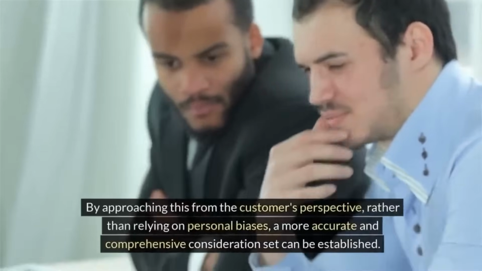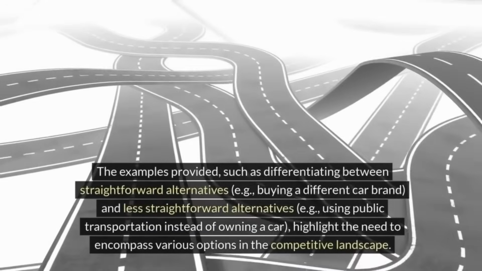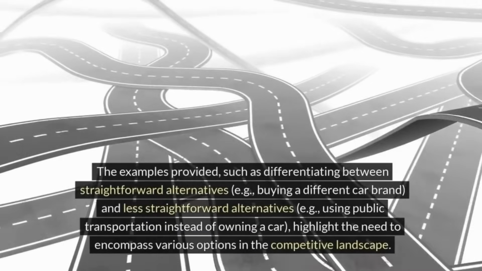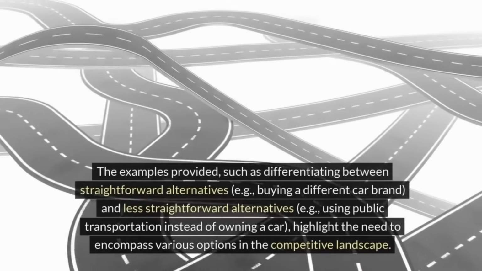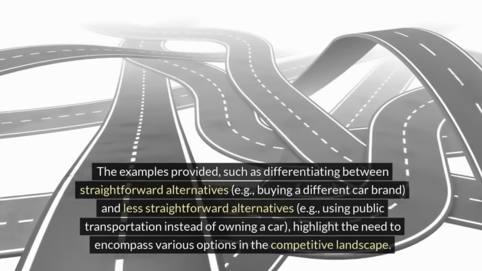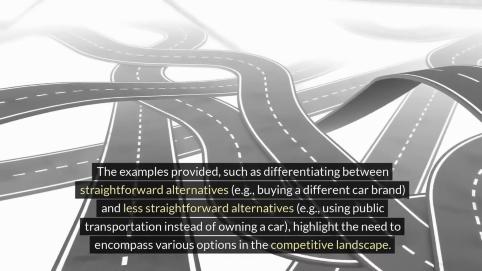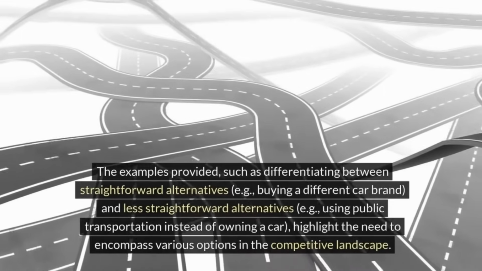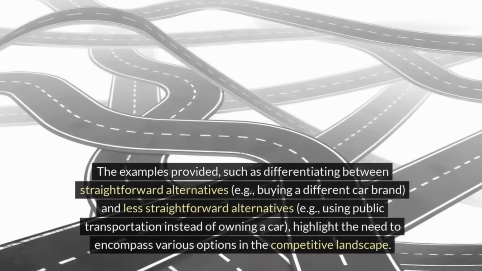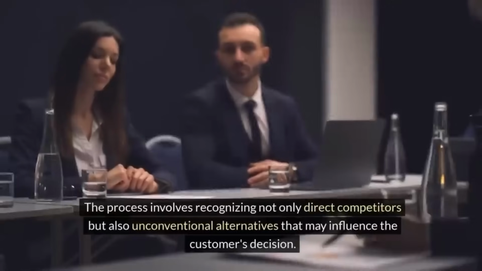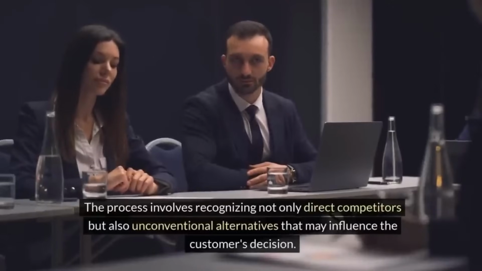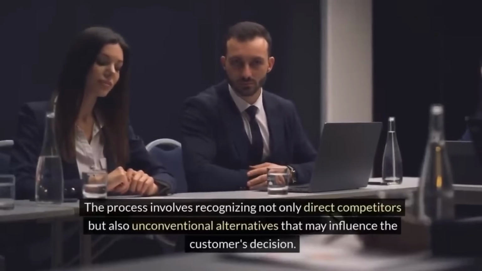The examples provided, such as differentiating between straightforward alternatives, e.g., buying a different car brand, and less straightforward alternatives, e.g., using public transportation instead of owning a car, highlight the need to encompass various options in the competitive landscape. The process involves recognizing not only direct competitors but also unconventional alternatives that may influence the customer's decision.